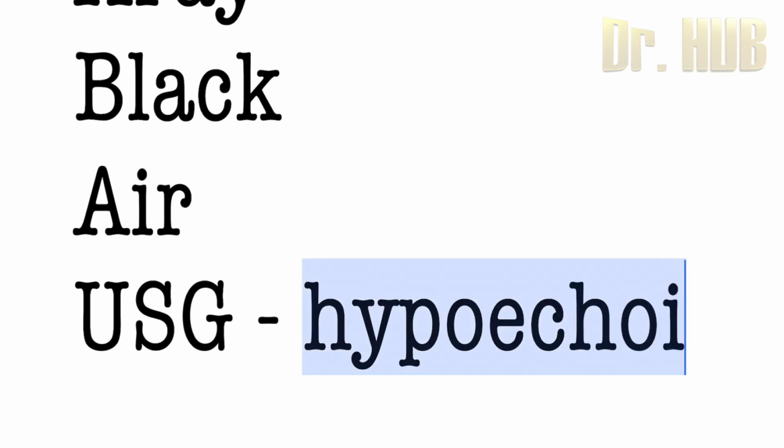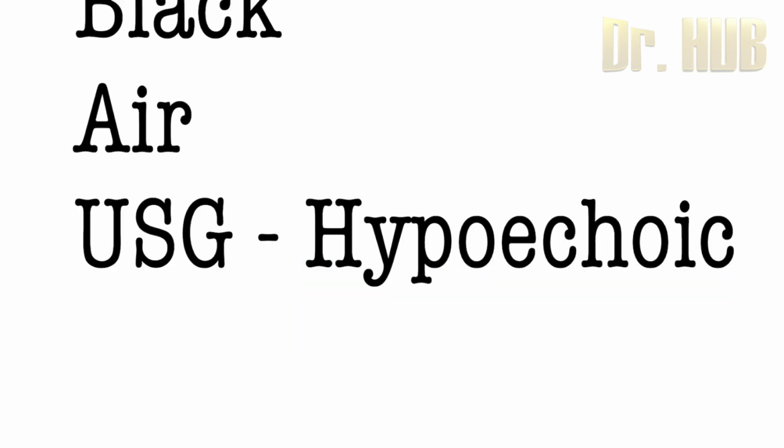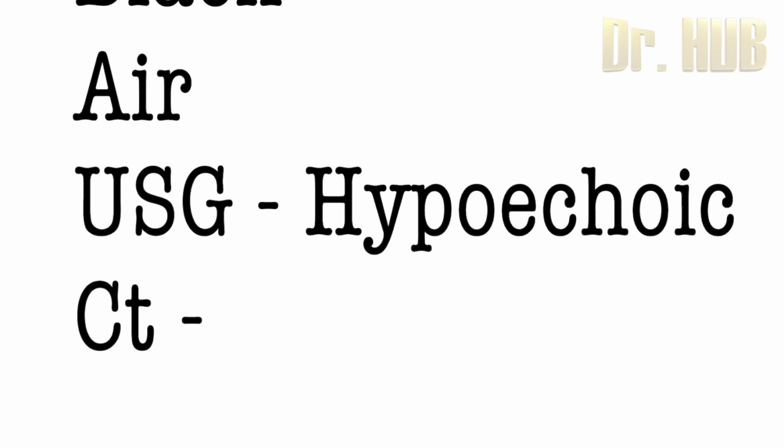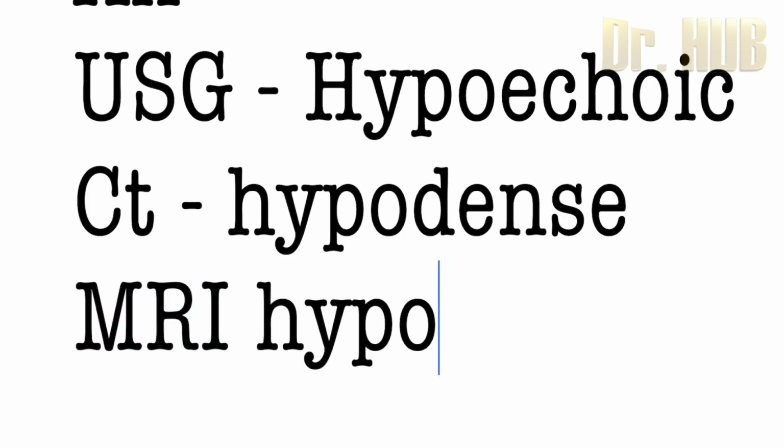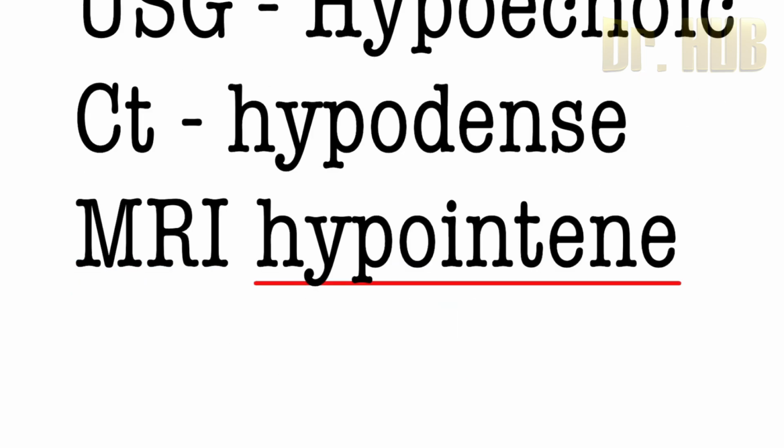Then moving on to the USG, it is hypoechoic, that is anechoic. This is again black. Then moving on to the CT, it is hypodense, as well as the MRI, it will be hypointense.